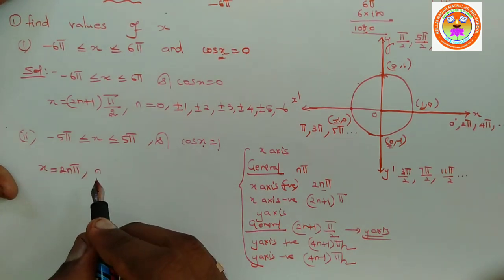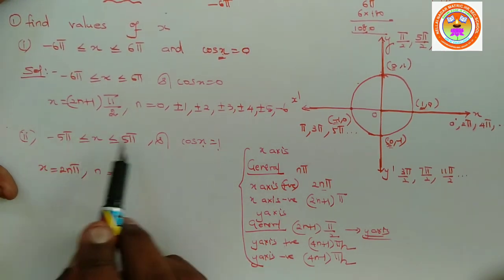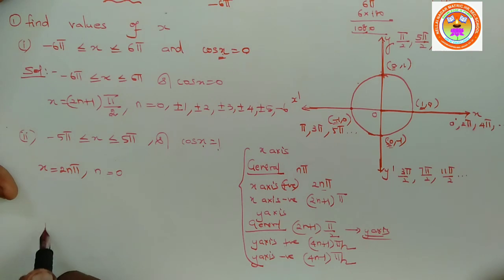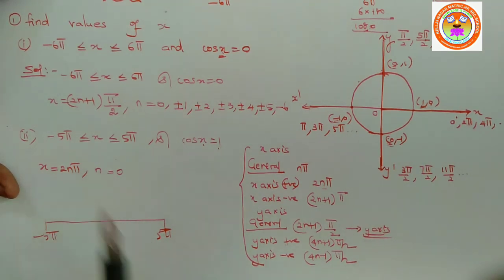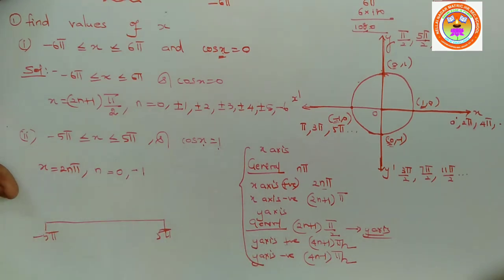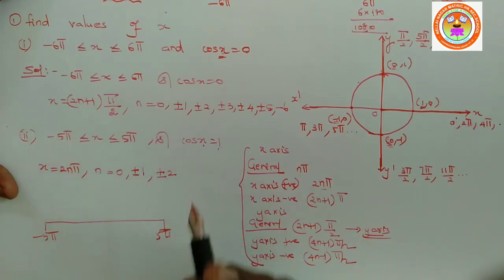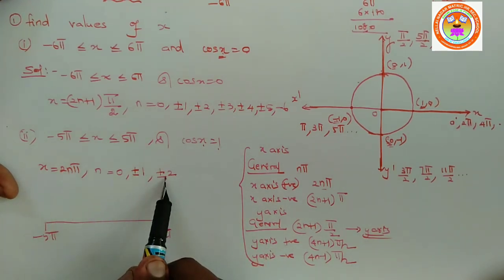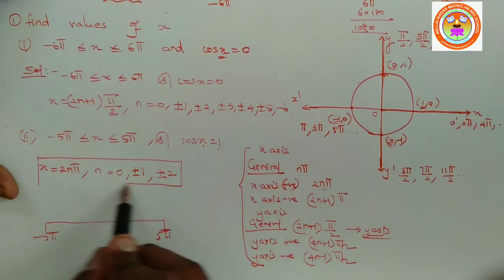I need to apply suitable values for n. So n is equal to 0, which is possible when taking minus 5 pi to plus 5 pi. For n equal to 1, 2 into 2 pi, 2 pi is possible and minus 2 pi is also possible. So plus or minus is possible. Taking plus or minus 2, 2 twos are 4, so plus 4 pi is possible and minus 4 pi is possible. If I take 3, 2 threes are 6, and 6 pi is not possible. So this is the answer for this one.